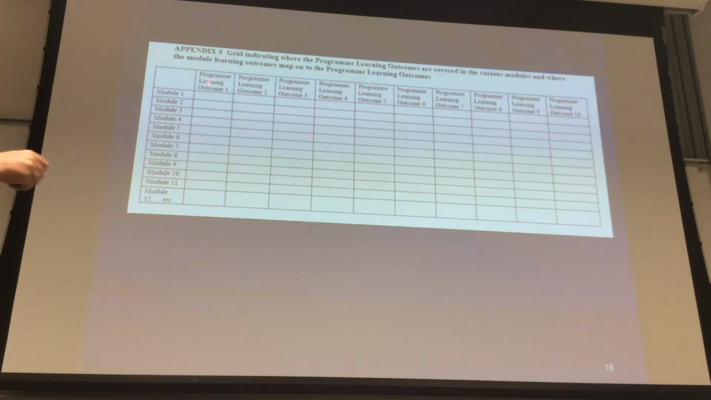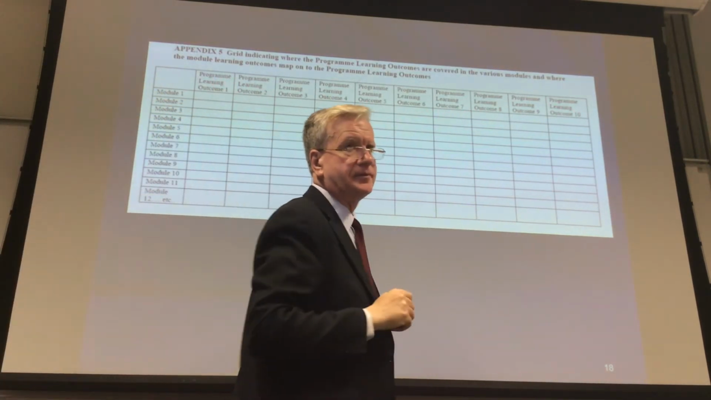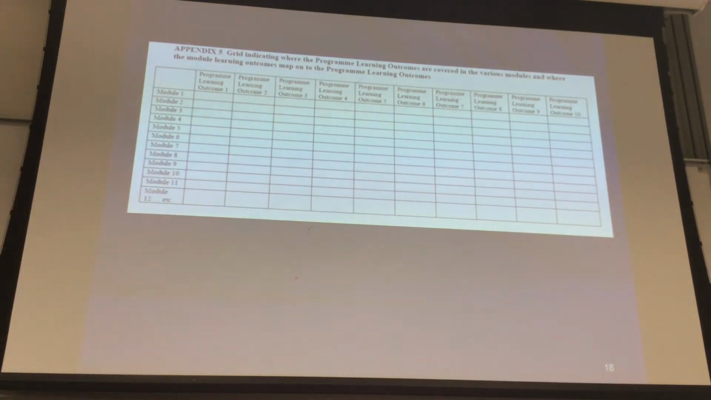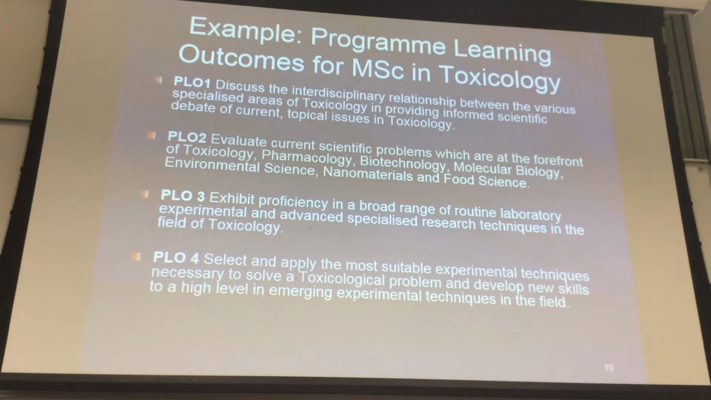And so here are our program learning outcomes across the top of the grid. And then we must decide what modules are we going to put in order to achieve those program learning outcomes. So we might have maybe 12 or more different modules in our master's program. Now, what we have to show for accreditation by the Institute of Engineers or whoever is accrediting the program, we have to show in this grid where each program outcome is covered in the particular modules. Now, I'll give you some examples of this.